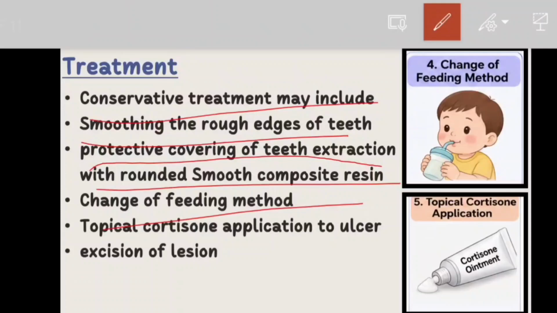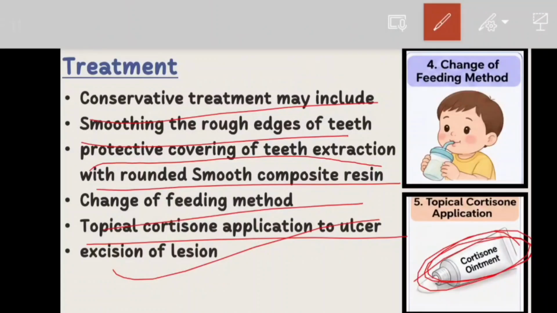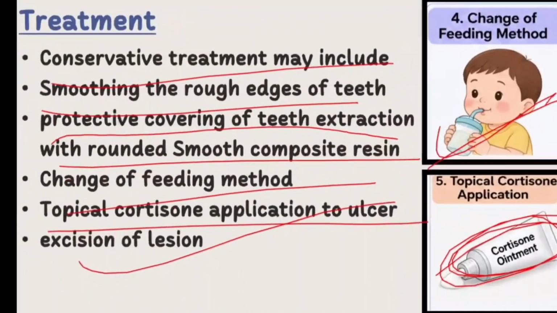Okay. Now the next one is topical cortisone application to the ulcer. So this is also another treatment. Now the last one is excision of the lesion. This can also be considered when the lesion has progressed or requires removal. Okay. So this is a cortisone ointment and changing of the feeding method.